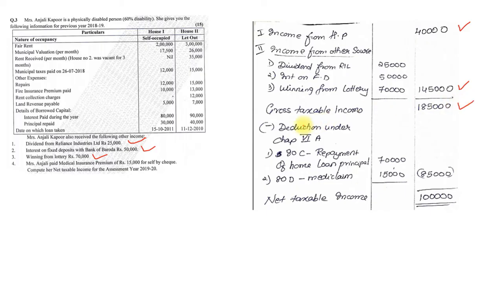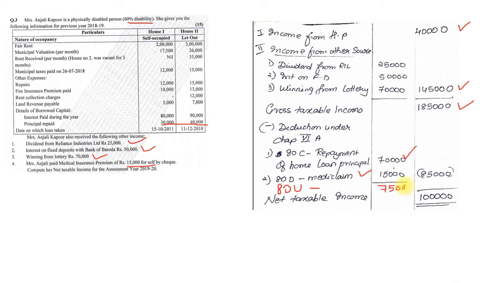Next, deduction under chapter 6A. First, repayment of principal 30 and 40, that's 70,000. Medical insurance paid is 15,000. And there's one more which is missed out here, okay? Anjali is 60% disabled, so under 80U, you will get 75,000 more deduction, which has been missed out here.